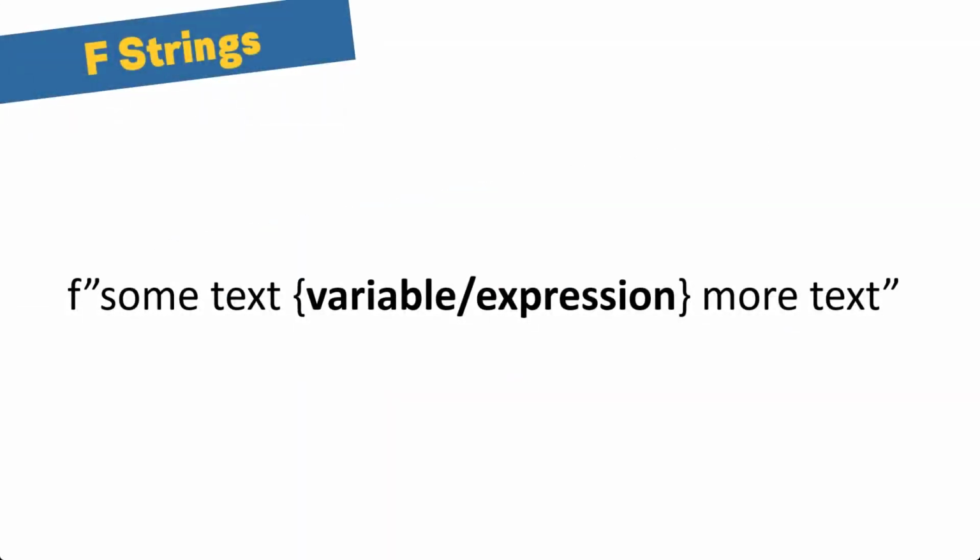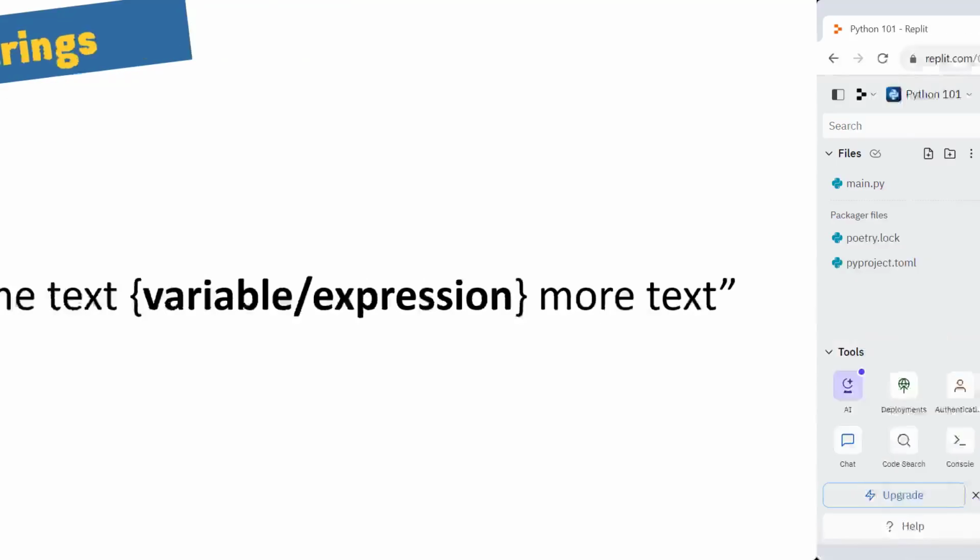An f-string is created by simply prefixing a string literal, and that includes the quotes surrounding it, with the letter f. Then, inside of the resulting f-string, you can include variables, expressions, or even function calls inside of curly braces. Let's switch over to Replit to take a look at some examples.